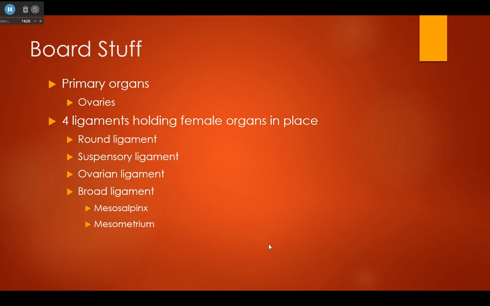Then we have the broad ligament, again broad because it's wide, and we have the mesosalpinx that is going to attach the uterine tube, and the mesometrium that is going to attach the uterus. Again, when we see metrium, it usually means uterus, like we saw endometrium, perimetrium, and myometrium, excuse me.